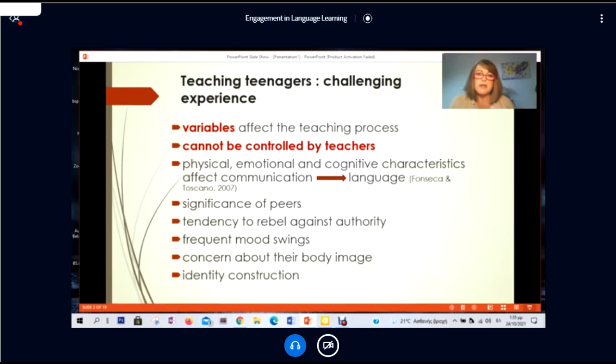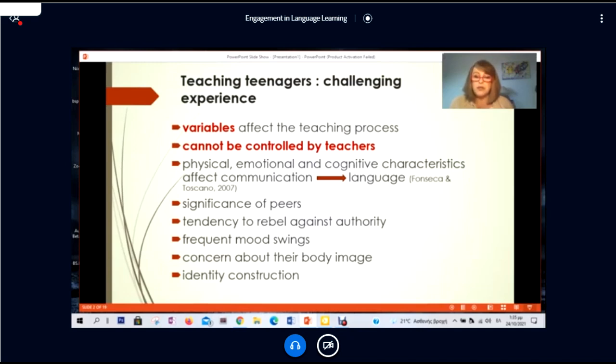Teaching teenagers is often a challenging experience, no matter the teaching subject involved. This is mainly due to the many variables that affect the teaching process, functioning beyond the teacher's control. Variables that involve the physical, emotional, and cognitive characteristics of this age group that affect communication and therefore need to be taken into consideration by language teachers.